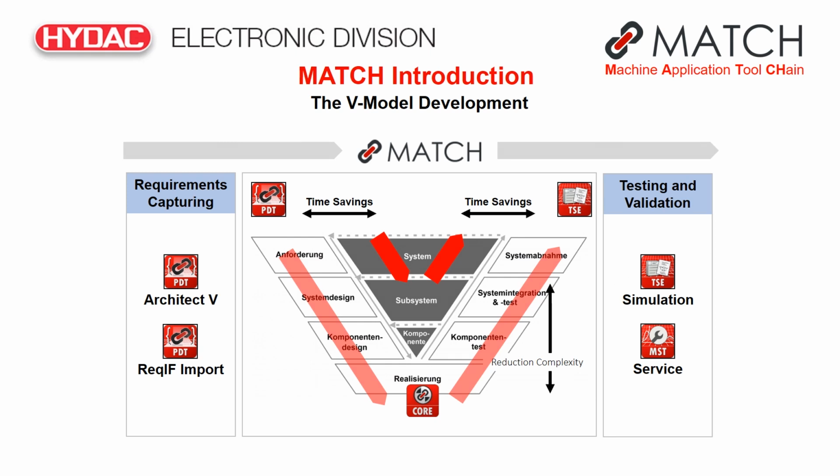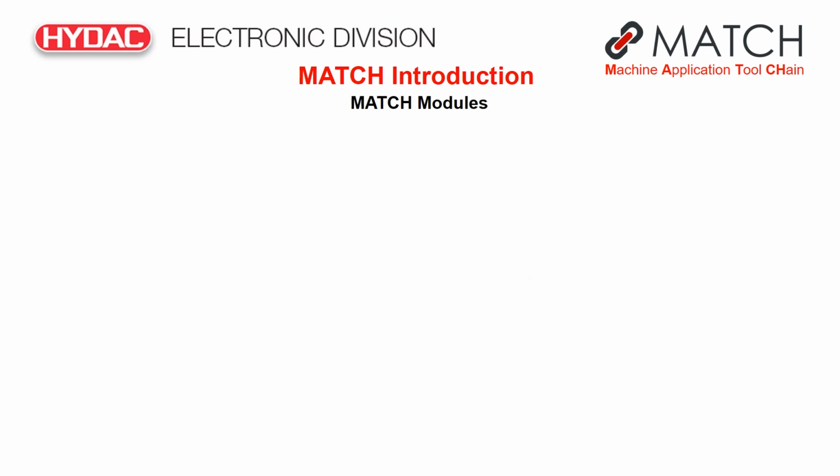In keeping the development process in focus, MATCH utilizes the V model in order to save time and reduce complexity. The V model balances out capturing the requirements on the left side with testing and validation on the right side, the center point being the core programming.